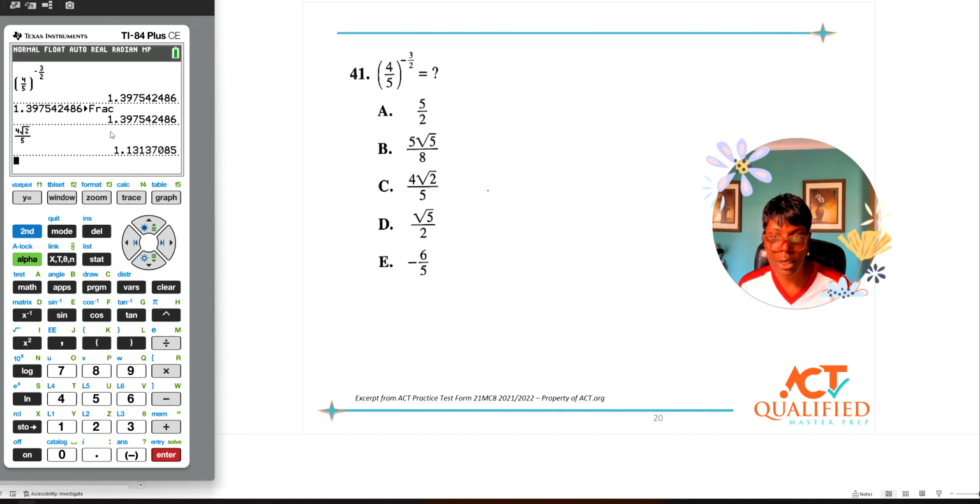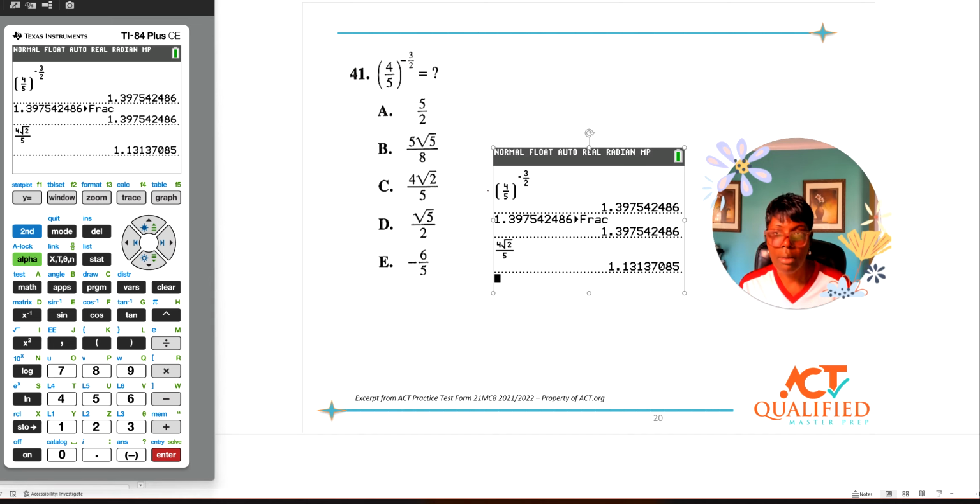We can clearly see here, I'm going to move this over here, that this value does not equal this value. So we can rule out C. C is not the answer. So let's move up. Usually when you're starting with the middle value, you want to go either up or down. I'm going to move up to answer choice B.